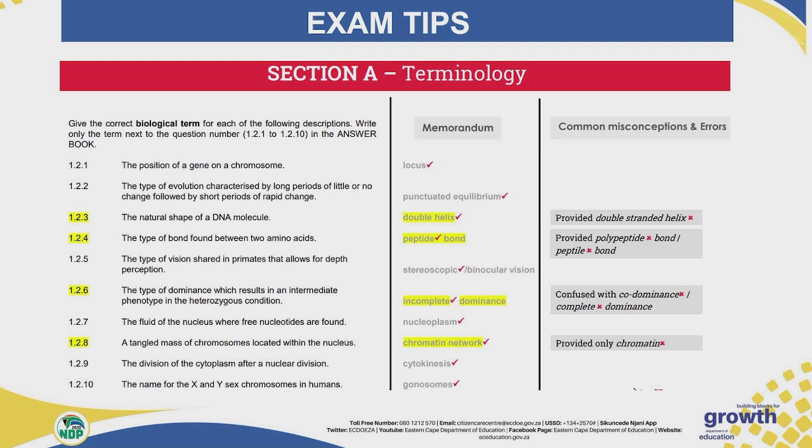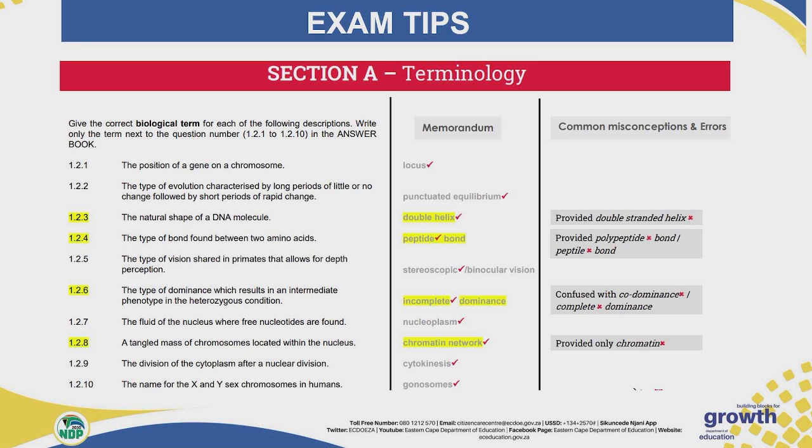And then the type of bond which is found between two amino acids is a peptide bond. It's not a polypeptide bond. A polypeptide is basically a chain of amino acids that are bonded together by peptide bonds. So don't make that mistake of saying it's a polypeptide bond. Then the type of vision shared in primates that allows for depth perception is stereoscopic or binocular vision.